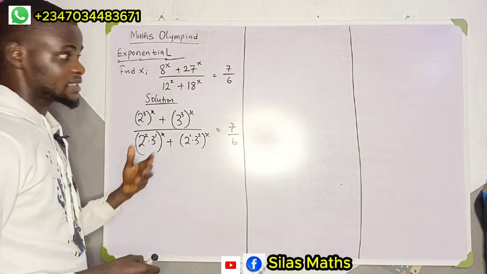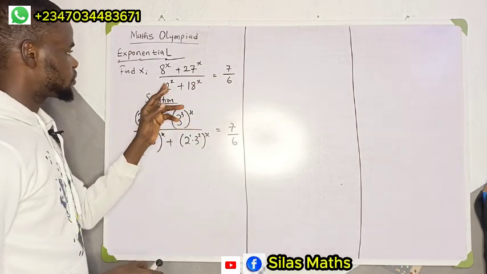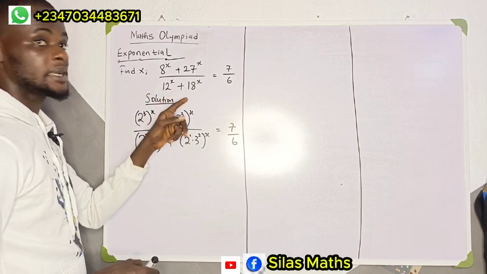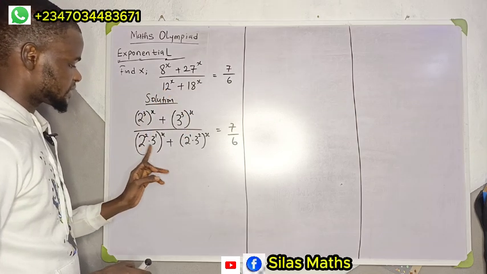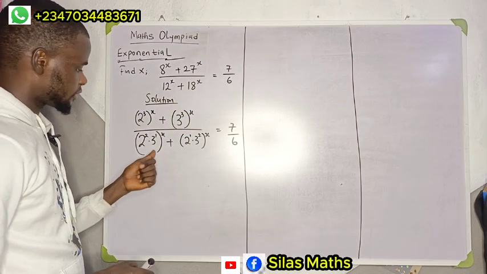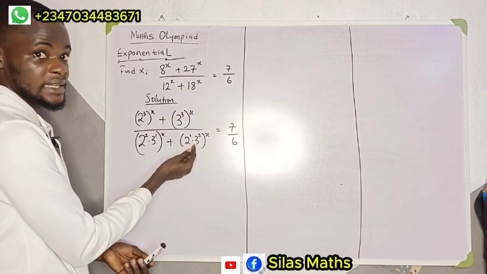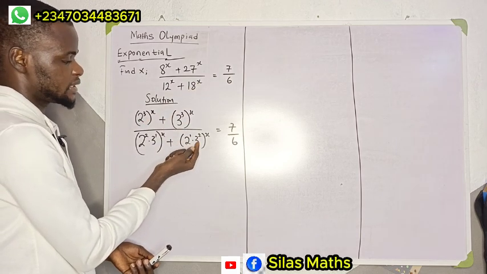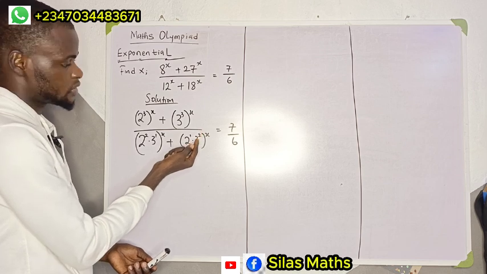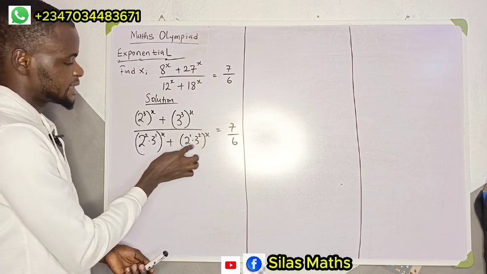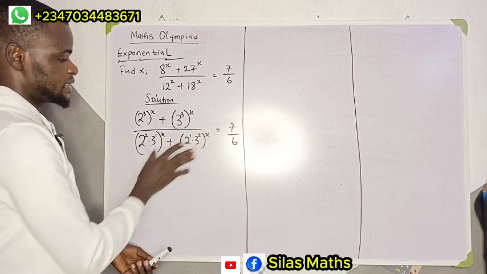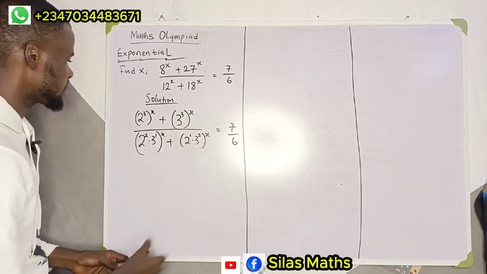That is to say that 12 is the same as 4 times 3, and this is 4 times 3 because 2 to the power of 2 is 4. 4 times 3 will give us 12. The same thing with this: 18 is the same as 9 times 2, and this is 9 because 3 to the power of 2 is 9. So 9 times 2 will give us what? 18. That is it.